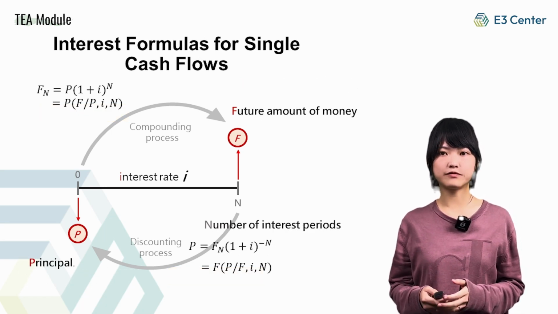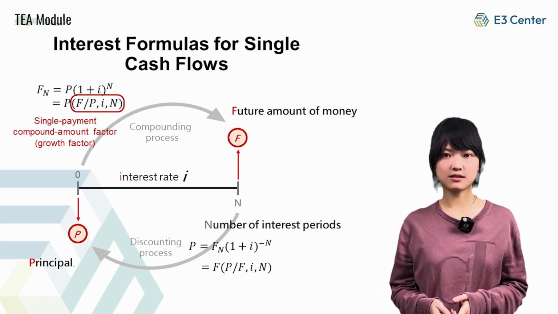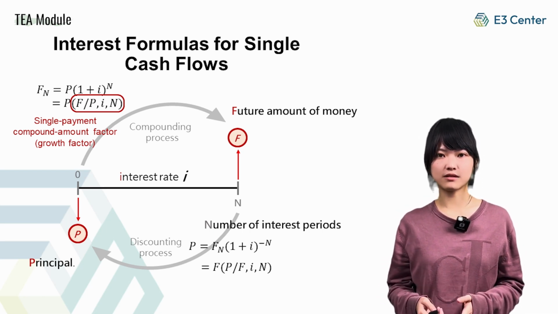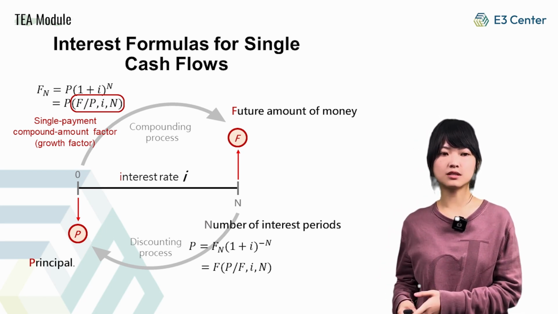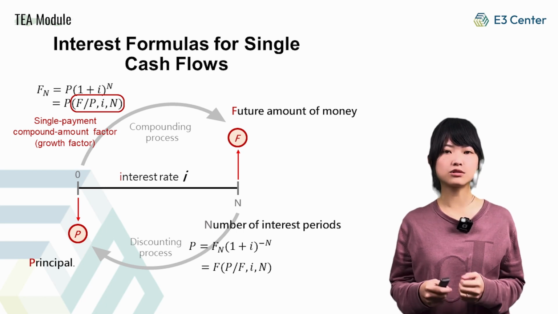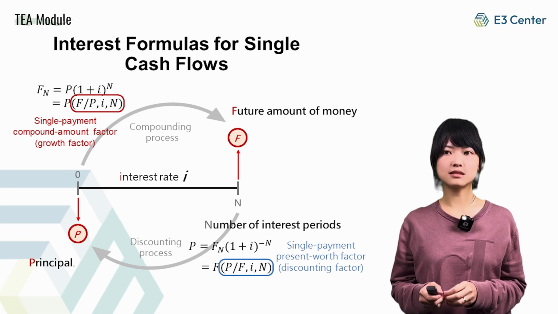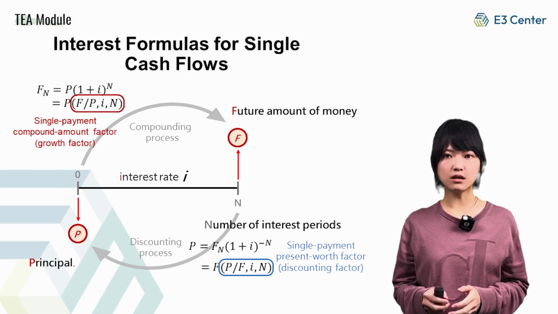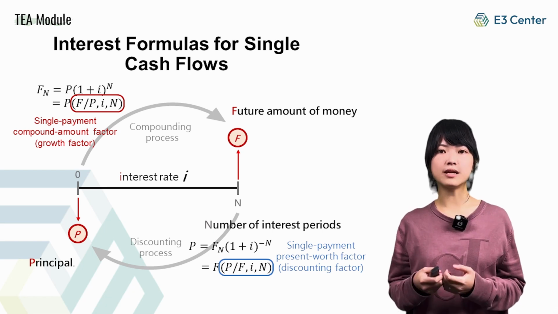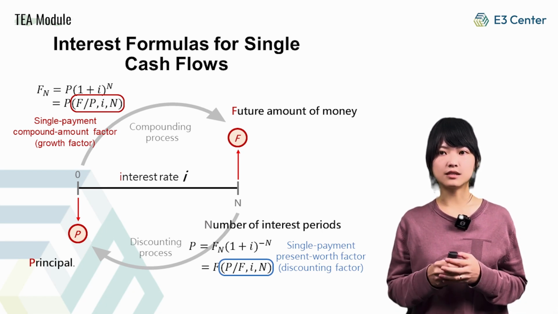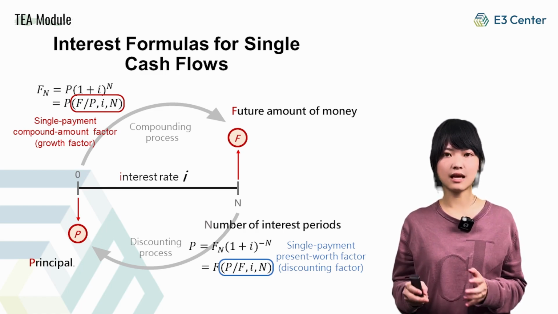Here's how this breaks down. For the future value formula, this is known as the single payment compound amount factor, or simply the growth factor. This factor shows how the principal amount will increase over n periods at an interest rate of i. And for the present value formula, this is the single payment present worth factor, also known as the discounting factor. This helps us determine how much the future sum of money is worth in today's dollars, accounting for the same interest rate and the time period.